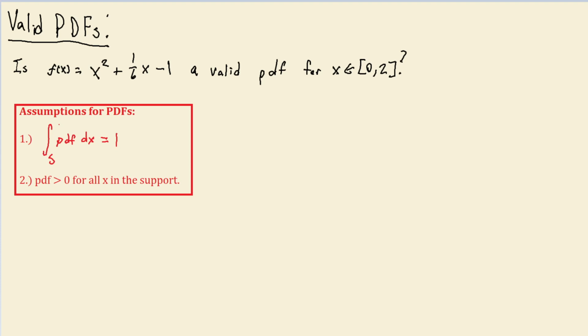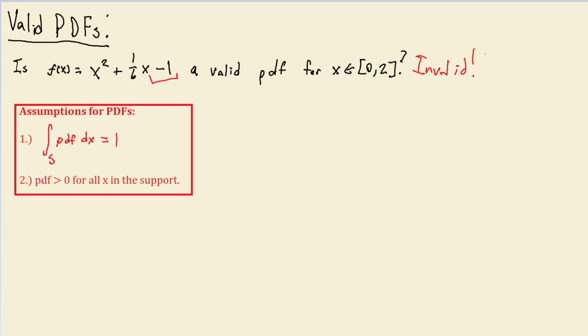That is why that assumption is in place. So with that said, we know immediately that this function is not valid because we have this minus 1 here. And since we're dealing with the interval from 0 to 2, if you were to plug in 0 here, you would get 0 plus 0 minus 1, and you would have a negative value in this support. So this is not a valid PDF. This is invalid. And we actually don't need to keep going.